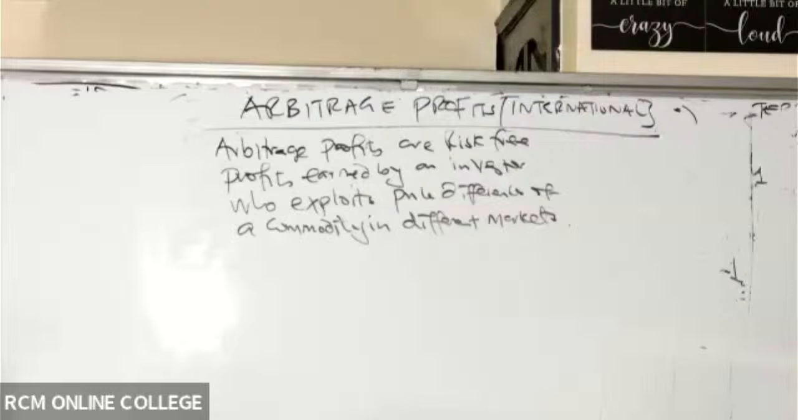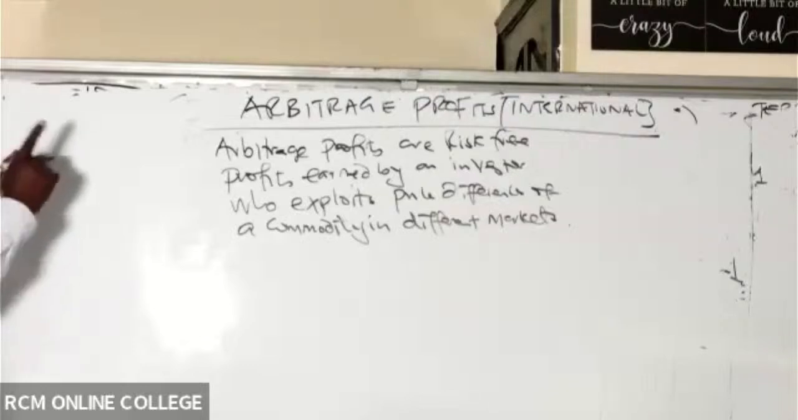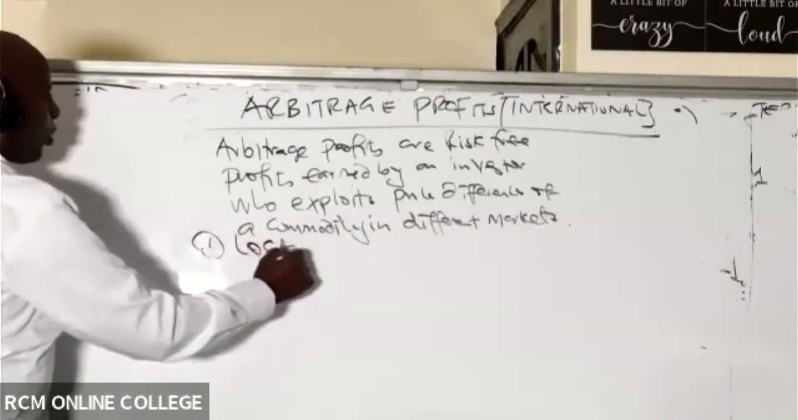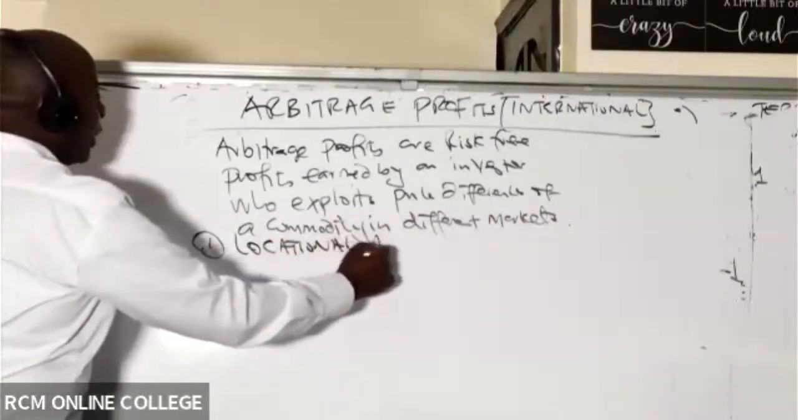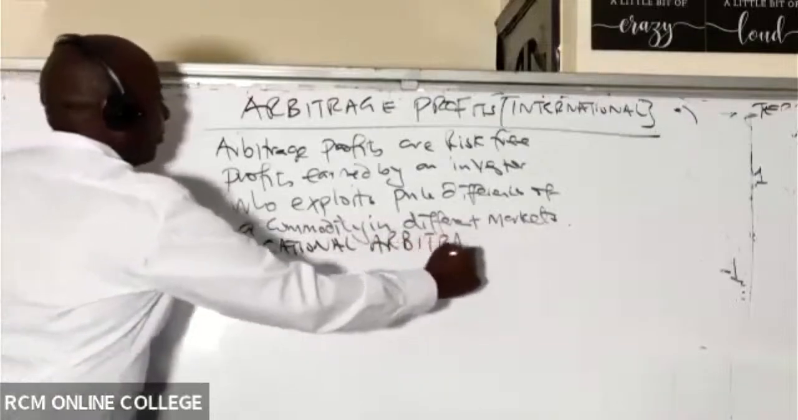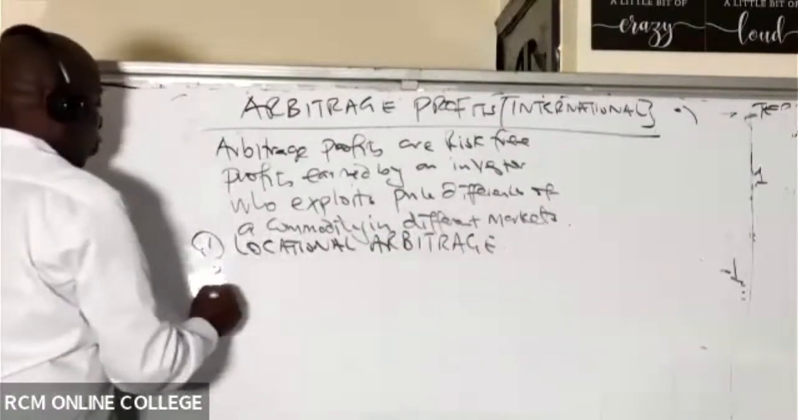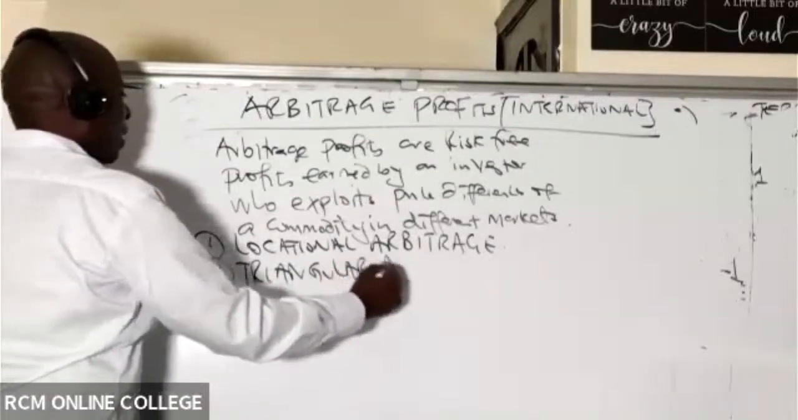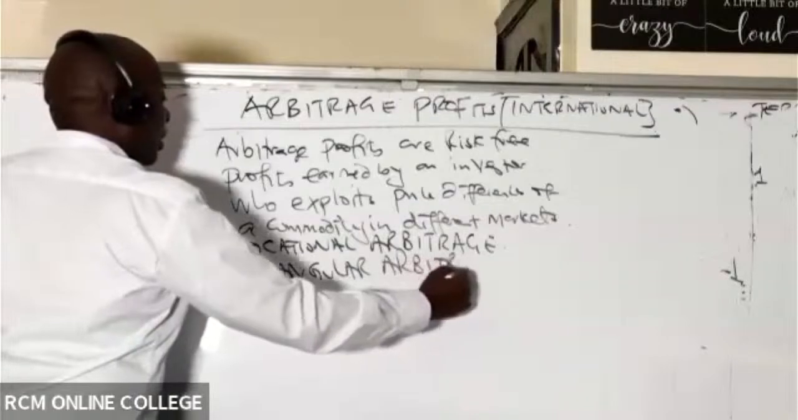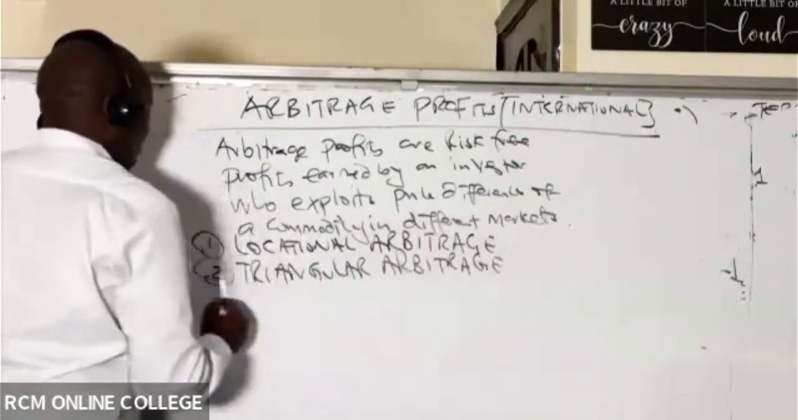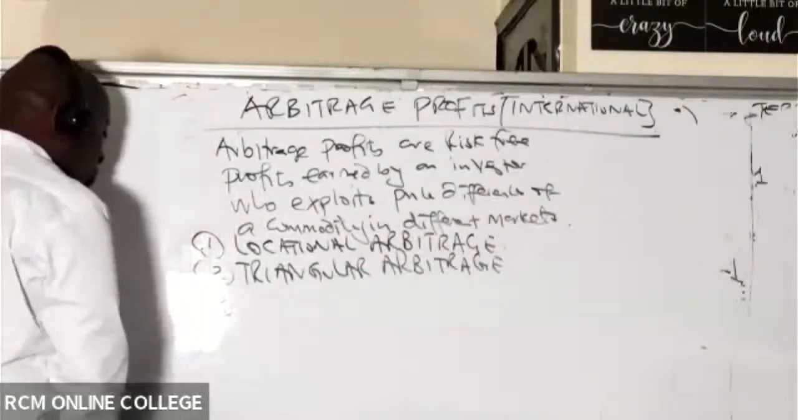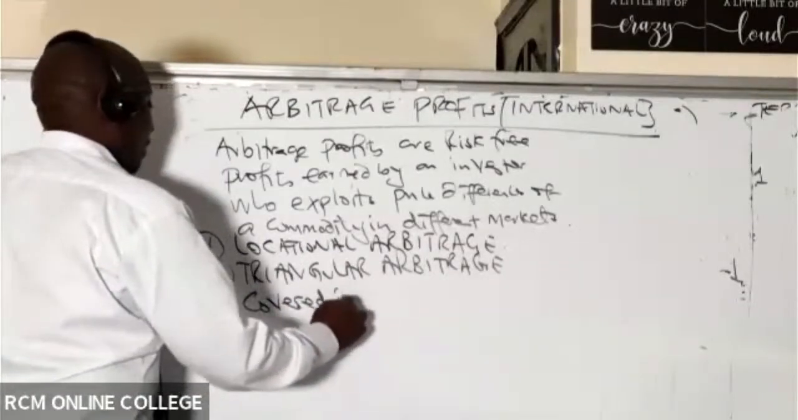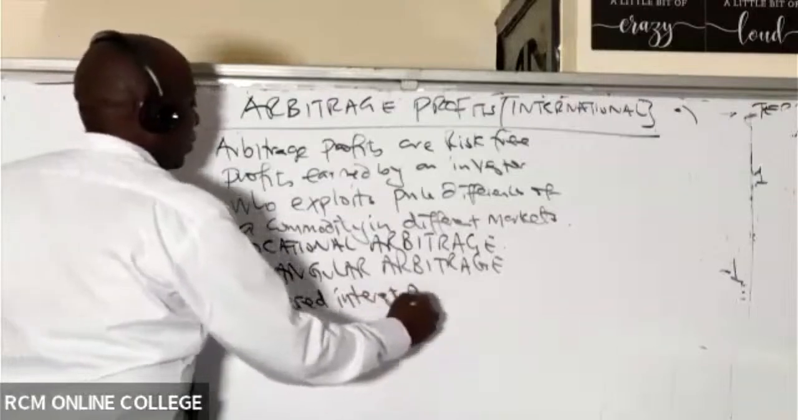Great. Now, ladies and gentlemen, there are 3 types of arbitrage profits here. Number 1, we have what we call locational arbitrage. Number 2, we have triangular arbitrage. Number 3, we have what we call covered interest arbitrage.